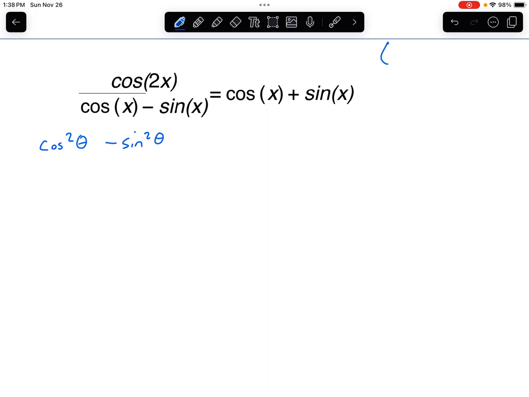Well, if we think about here, if we had x squared minus y squared, we could always break that down into x plus y, x minus y. By that same logic, that means that this is still over cos x minus sine x. Yeah, so these should be x's instead of thetas.